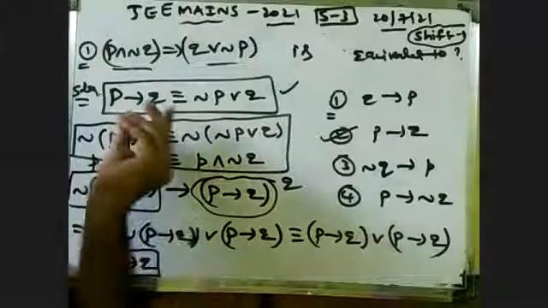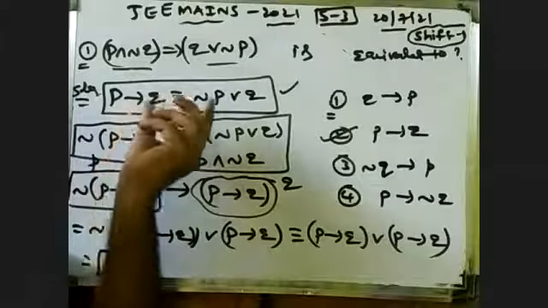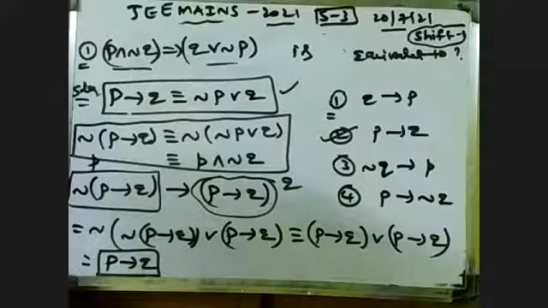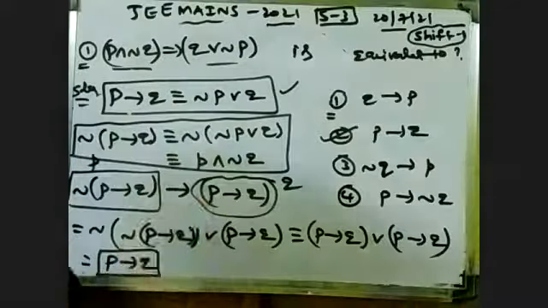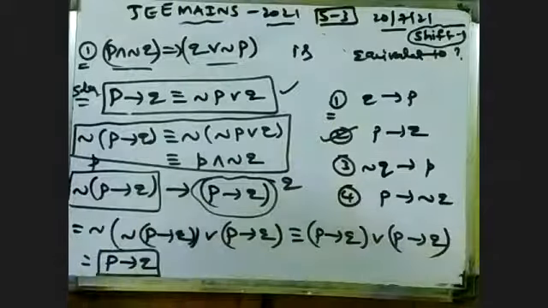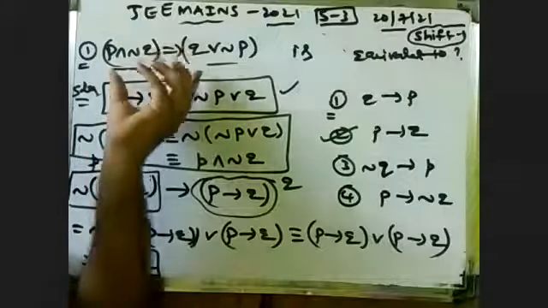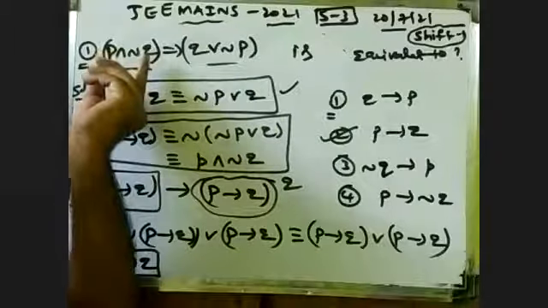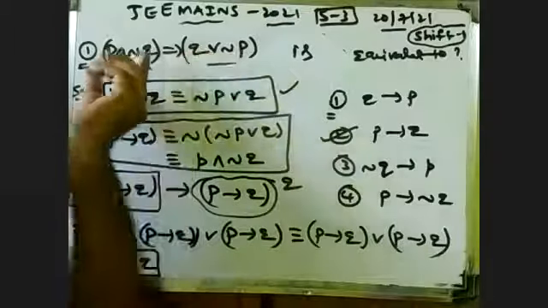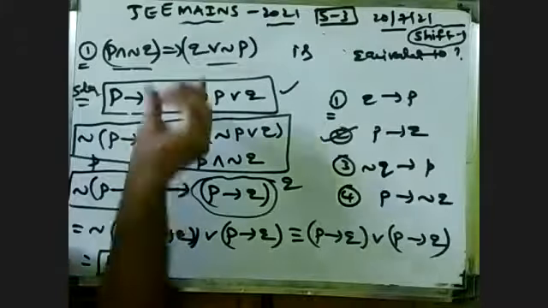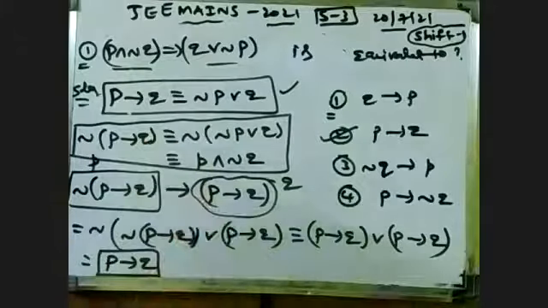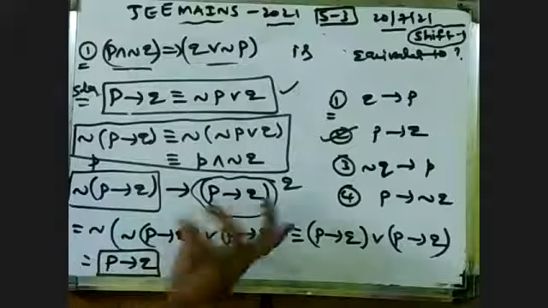So P implies Q is always logically equivalent to negation of P disjunction Q. And if you apply negation on this one, you get P conjunction negation of Q. That's all. You can apply these 2 statements. So directly if you see the given statement, they call this a hypothesis and we call this a conclusion. The hypothesis part is nothing but negation of P implies Q. The conclusion part is nothing but P implies Q.